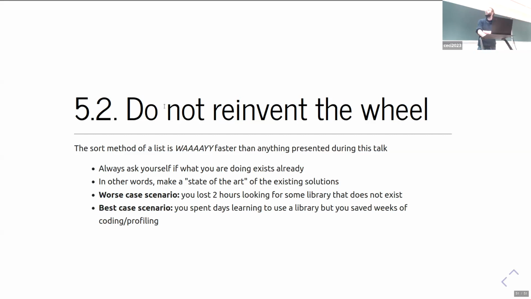So do not reinvent the wheel. That is something we hear so many times in computer science. Always ask yourself if what you're doing already exists. If it is very useful, like sorting an array, for example, people mostly have already done it before. So don't do it yourself. Just use something that already exists. In other words, make a state of the art of the existing solutions. Worst case scenario, you lose some time looking for something that does not exist. It takes you maximum 2 hours. Best case scenario, you find something that can speed up your development a lot. So you should definitely do that. That is the best advice that I can give you at this stage: look for existing solutions.